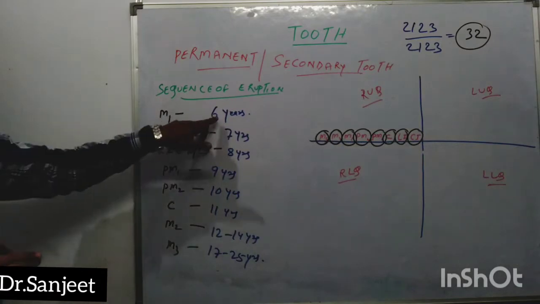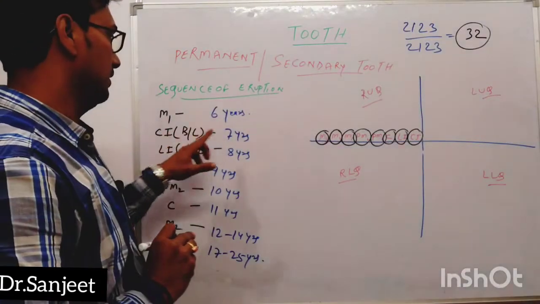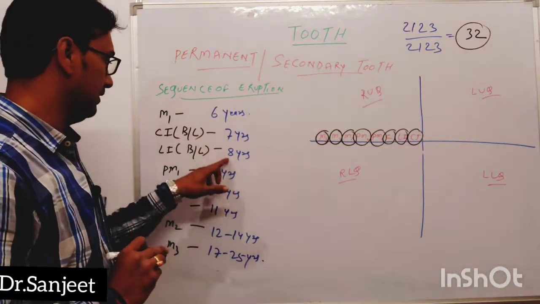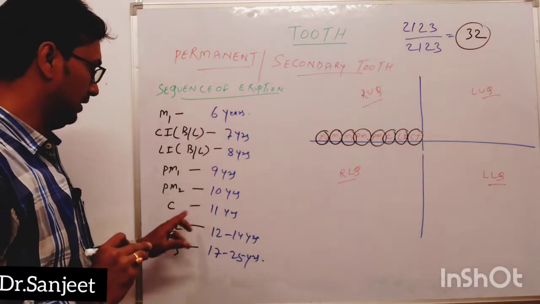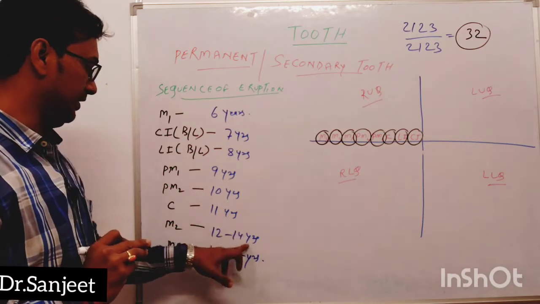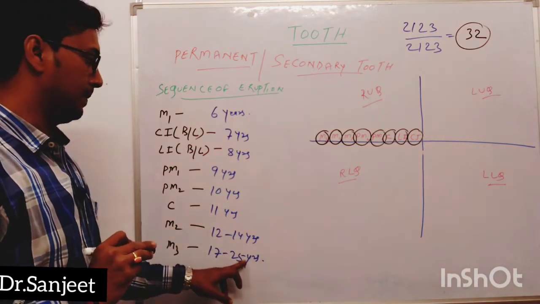Molar 1 comes in 6 years. Central incisor 7 years, lateral incisor 8 years, premolar 1 9 years, premolar 2 10 years, canine 11 years, molar 2 12 to 14 years and molar 3 17 to 25 years.